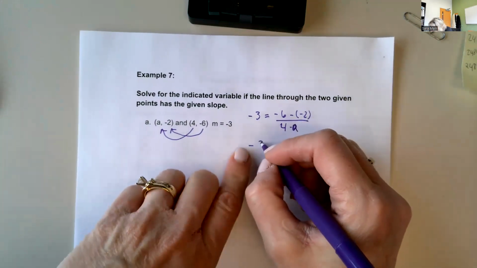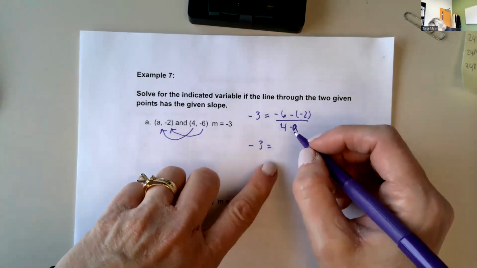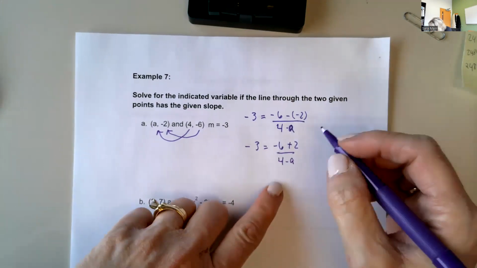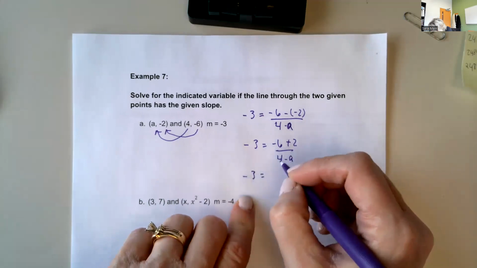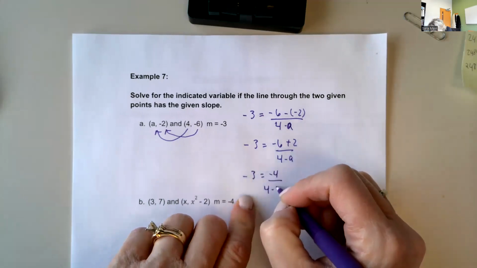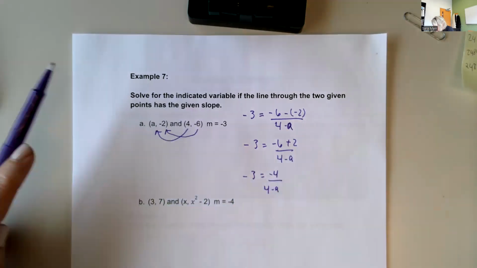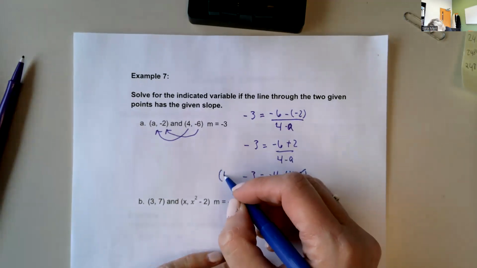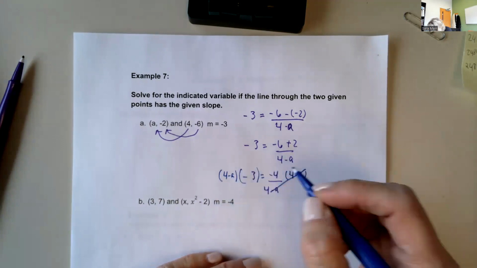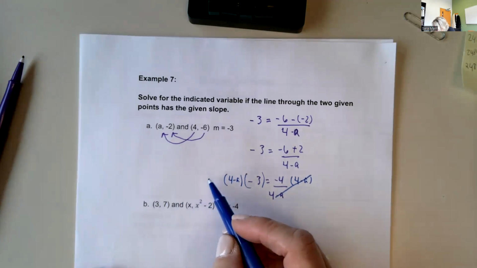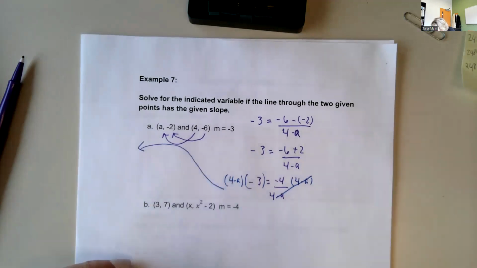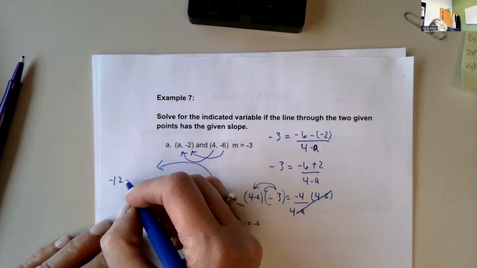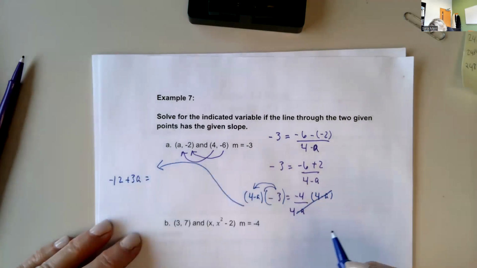So let's see what we can simplify. We have a negative 6 plus 2 over 4 minus A. And then a negative 3 equals a negative 4 over 4 minus A. So I'm going to multiply both sides by 4 minus A to cancel those out. And I'm going to just take my work over here. So I have to distribute this negative 3. So I'll have a negative 12 plus 3A equals a negative 4.